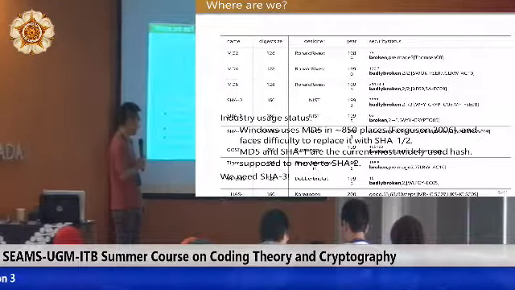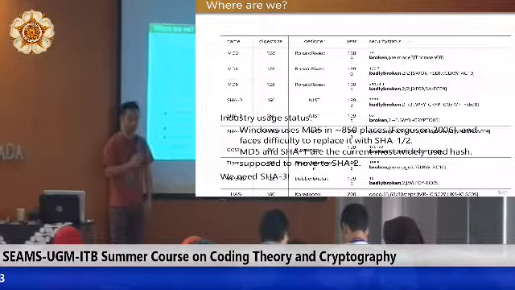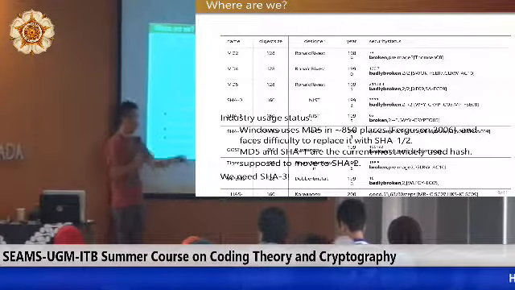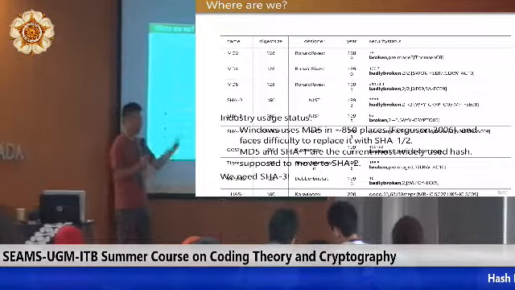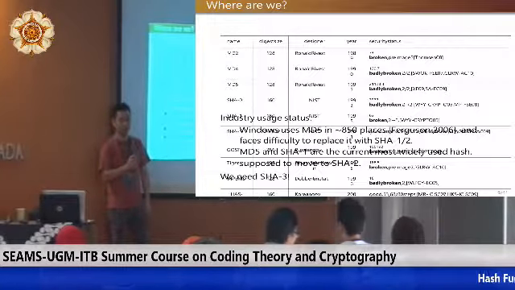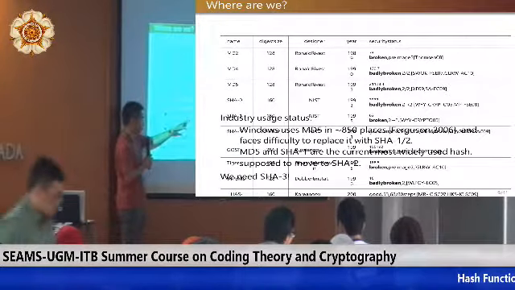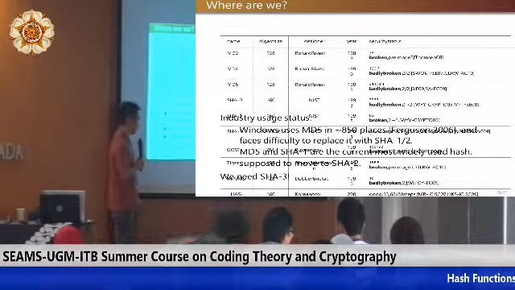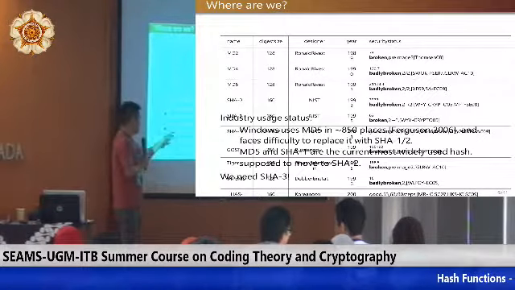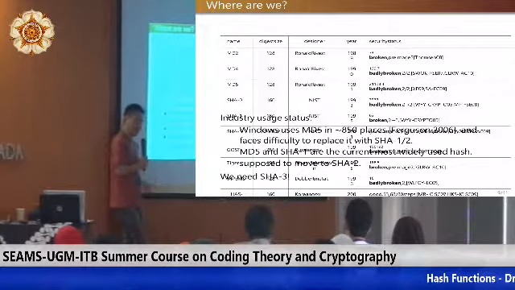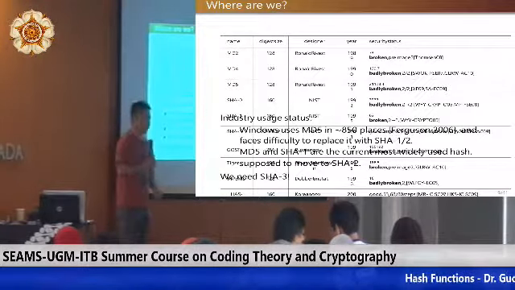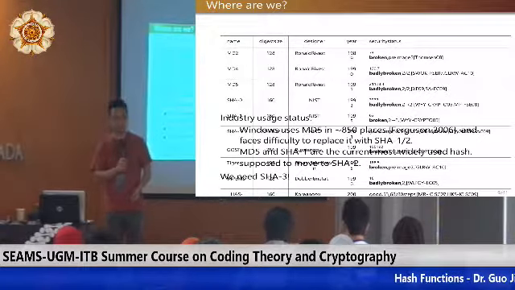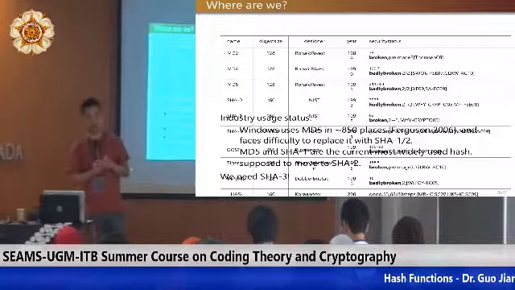And there is great difficulty moving to SHA-1 and SHA-2 because MD5 has digest size 128 while SHA-2 has digest size at least 224. So there's an incompatibility problem. It's difficult to move from MD5 and SHA-1 to SHA-2. MD5 and SHA-1 were the most popular hash functions before the SHA-3 competition. And by the time of the SHA-3 competition, people were supposed to move to SHA-2, okay?